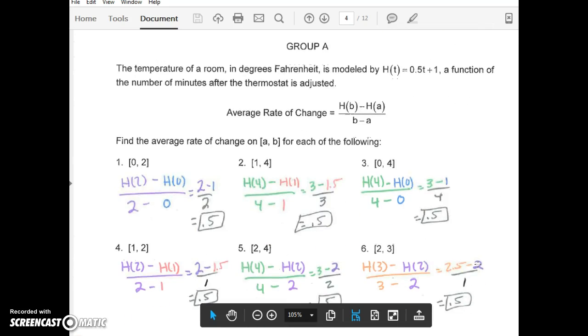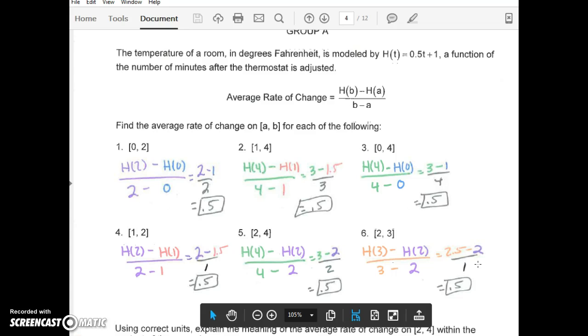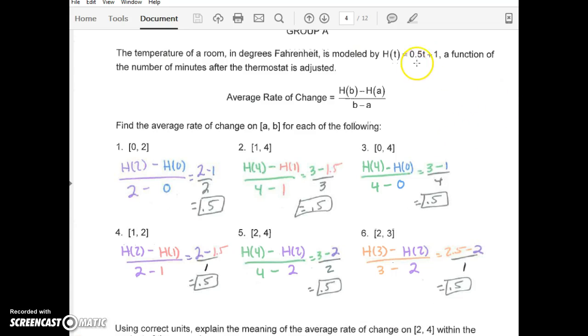Now what's cool about this guy right here, the temperature of a room in degrees Fahrenheit is modeled by this function, is that it's a linear function.